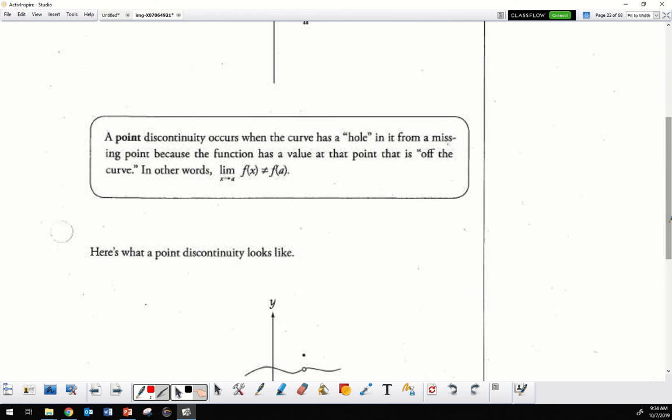So, all right. Now, the next thing that we're going to have, point discontinuity, occurs when a curve has a hole from a missing point because a function has a value at that point that is off the curve. In other words, the function is not equal to the limit. That's just what we had on that previous one. So we had the limit equal to one value, the function equal to a different value. So it's only at that one spot that is going to have a hole. So your track is going to have a hole right there, right?